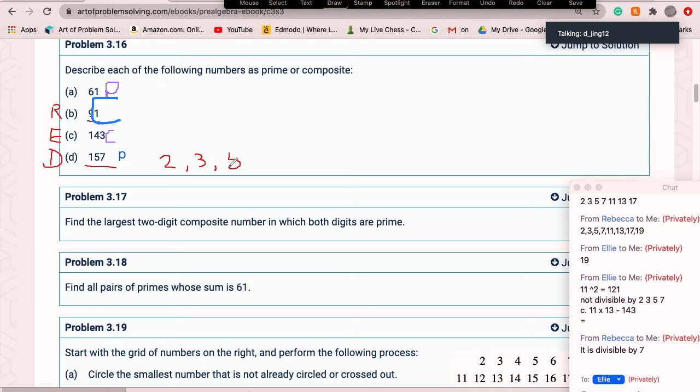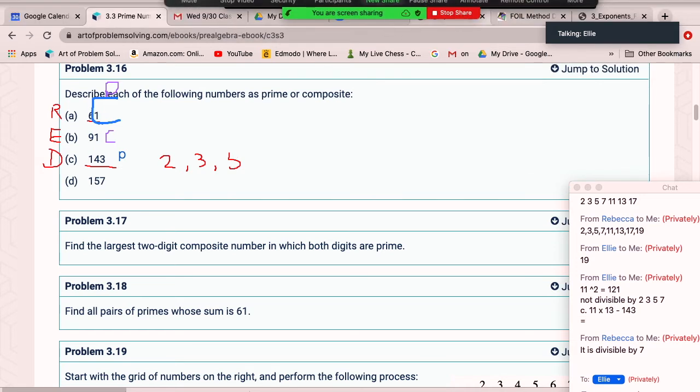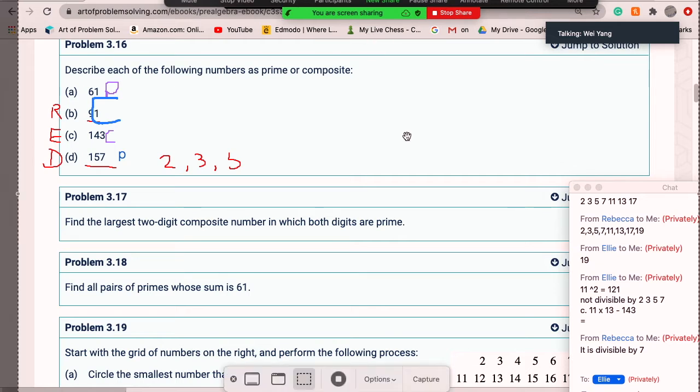For my problem, can I tell you? Okay, sure. I won't write it in chat. I'll just tell you verbally. Mine is prime because first you have to calculate 13 to the power of 2. That equals 169, which is greater than 150. So you don't have to check any other prime numbers like 2, 3, 5. Right. That was 11. Yeah, that's great.